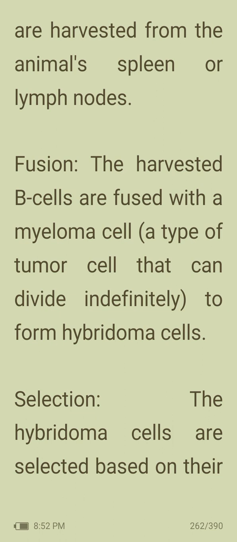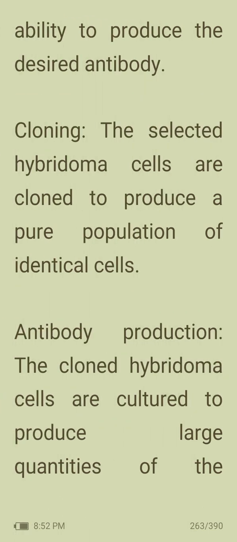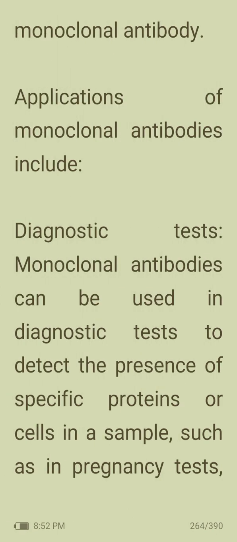The hybridoma cells are selected based on their ability to produce the desired antibody. Later, we perform cloning. The selected hybridoma cells are cloned to produce a pure population of identical cells. After that, antibody production happens, so the cloned hybridoma cells are cultured to produce large quantities of monoclonal antibody.